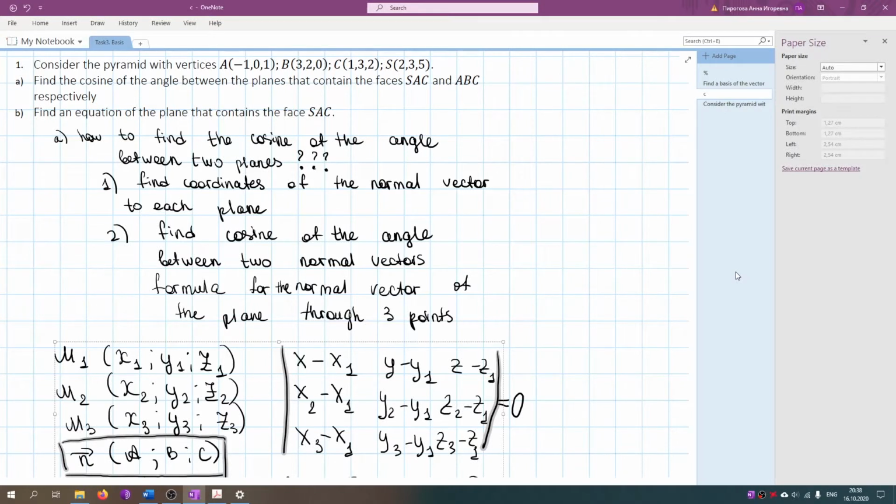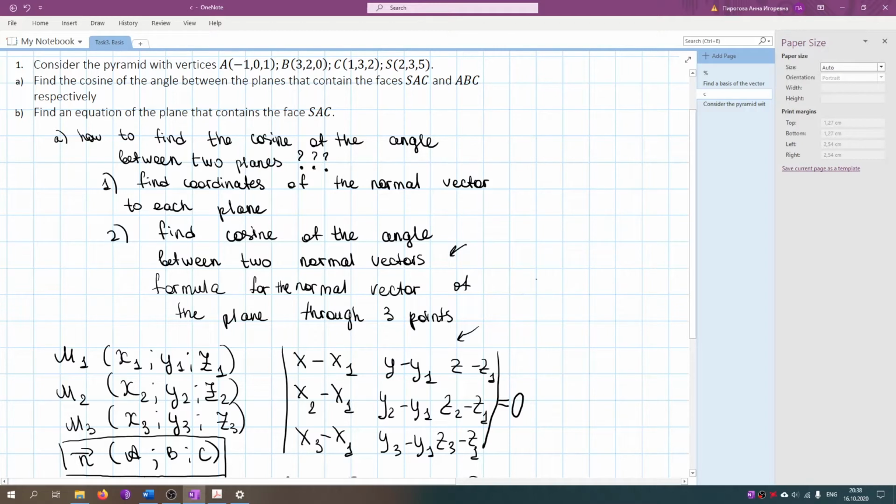Hello again, dear students. In this video, we will discuss how to find the cosine of the angle between two planes and how to find an equation of the plane. So, how to do this task? Firstly, we need to find coordinates of the normal vector to each plane using formula, which is this one. And secondly, we need to find cosine of the angle between two normal vectors. I think you know this formula already.